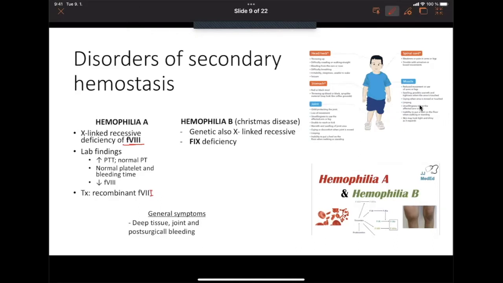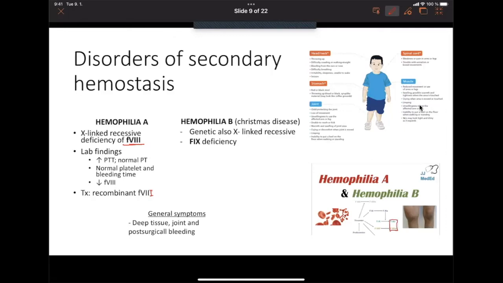Then we have normal platelets and bleeding time because the platelets are fine, but then you have a decrease of factor 8, as you would expect. And then for hemophilia B, also known as Christmas disease, it's also X-linked and it's a factor 9 deficiency. So the same thing is going on, it's just different factors that are deficient. General symptoms are deep tissue bleeding, joint bleeding, and bleeding post-surgically. So you can see here, hemophilia A and B, factor 8 and 9.